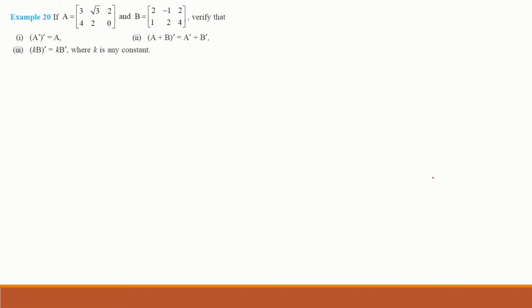Now let us take an example to understand it in a better way. So here we have two matrices A and B of same orders, and we have to verify that the transpose of A transpose is equal to A. So let's see.